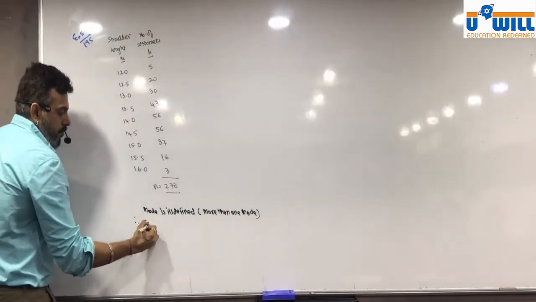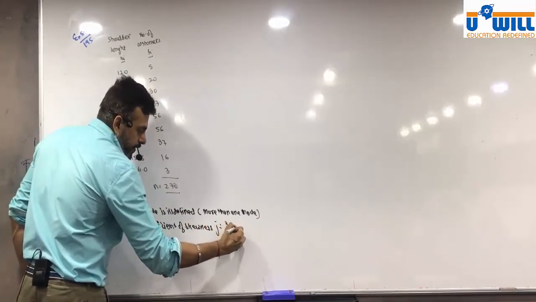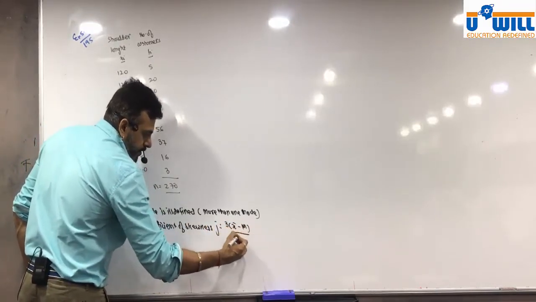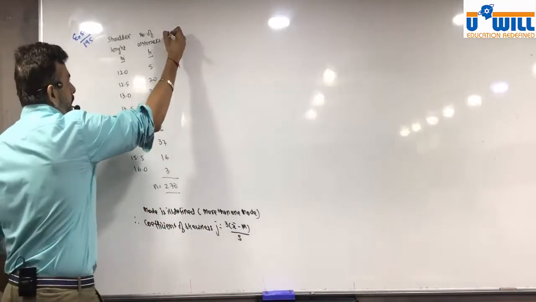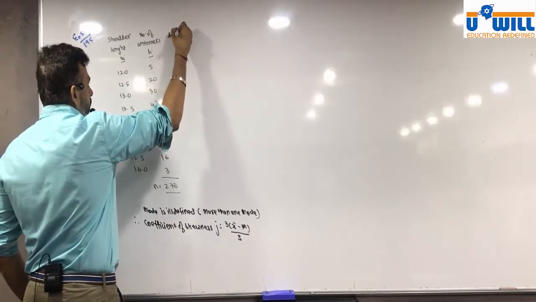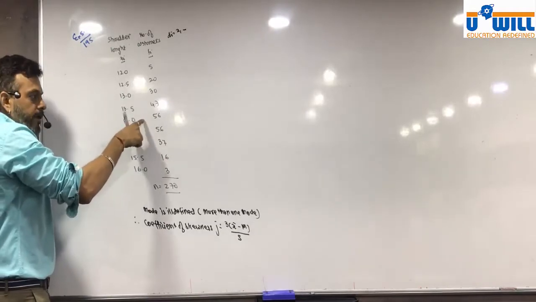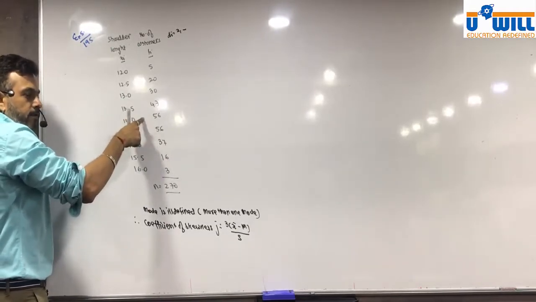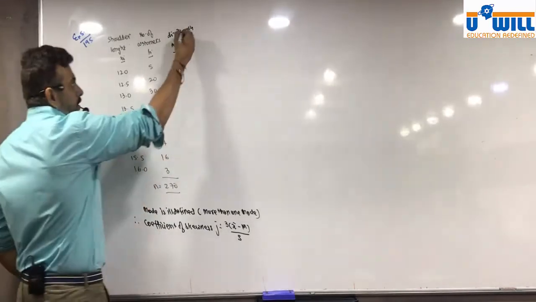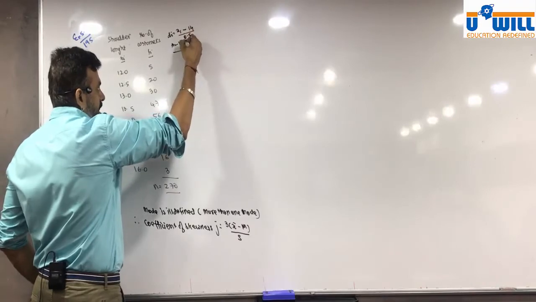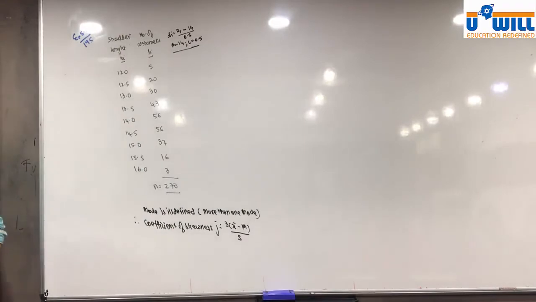Therefore, coefficient of skewness J is equal to 3 x bar minus median upon standard deviation. Shortcut method. Di is equal to xi minus a. We take 14. Do you want to take 14 or 14.5? We take 14. Okay, and divide by c, which is 0.5. So c is equal to 0.5. It's better, it will be easier.